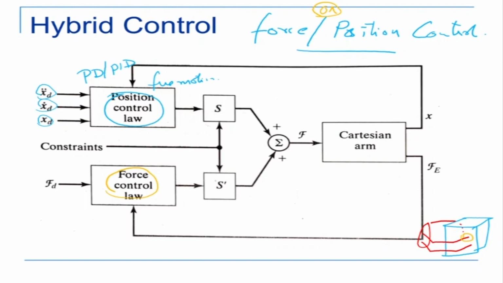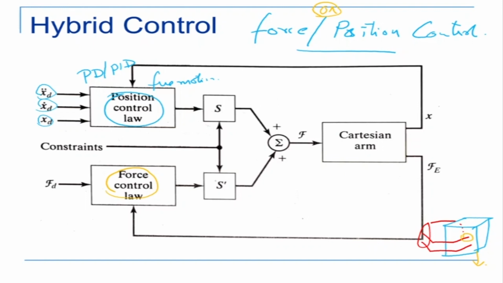You can understand that if the force is not enough, the object can fall this way, it can slip. So that is an unstable phase. But such controllers are called hybrid controllers, where you are controlling the force or the position to do a particular task.